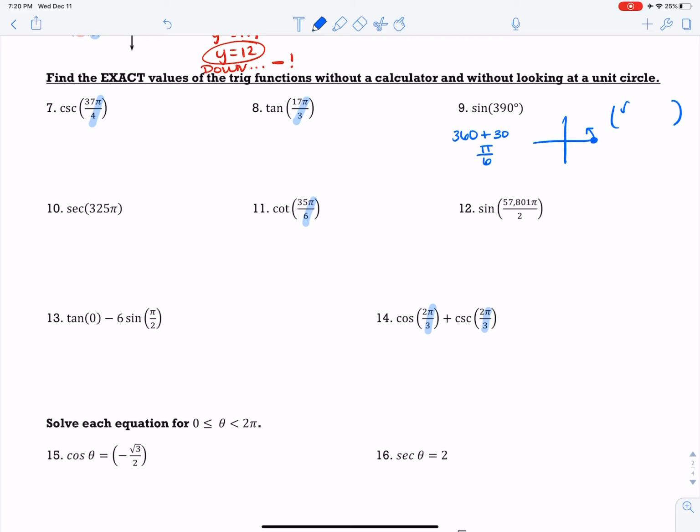So that's putting down my finger: square root of 3 over 2, comma, 1/2. And we want the sine of this bad boy. So the sine is 1/2. Final answer, 1/2.